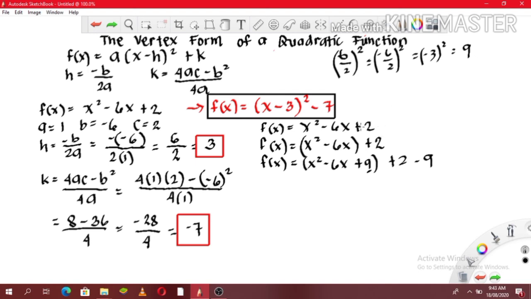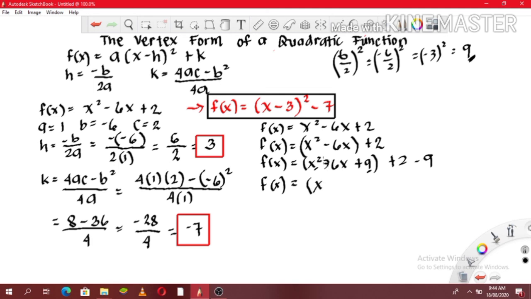Again, kung ano man yung nakuha natin third term, susulat natin dito, that is positive 9. Tapos, doon sa labas, magsusulat tayo ng minus 9. And then, ito ay i-factor natin. So, we're going to have here, f of x is equal to factor nito. For us to get that, get the square root of the first term. Square root ng x squared is x.